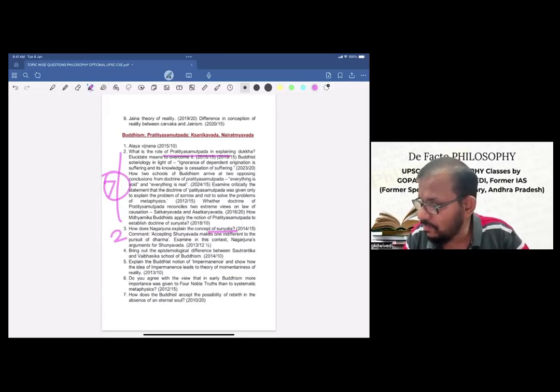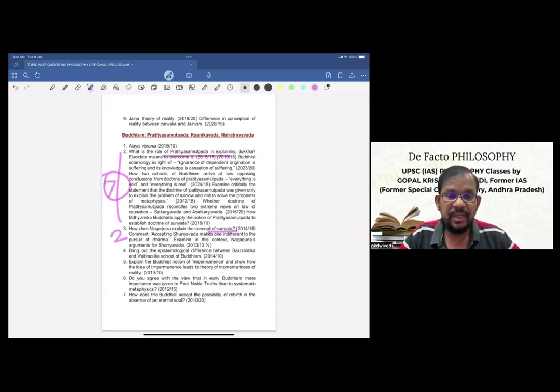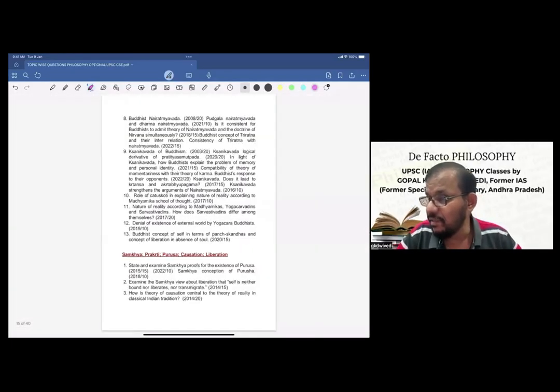Then again, the epistemological difference between Sautrantika and Vaibhashika schools. Then the Buddhist notion of impermanence. Then how does the Buddhist accept the possibility of rebirth in the absence of an eternal soul? Then Buddhist Nairatmavad. Nairatmavad is again an important topic. If you see, 1, 2, 3, 4, 4 times it has been asked.